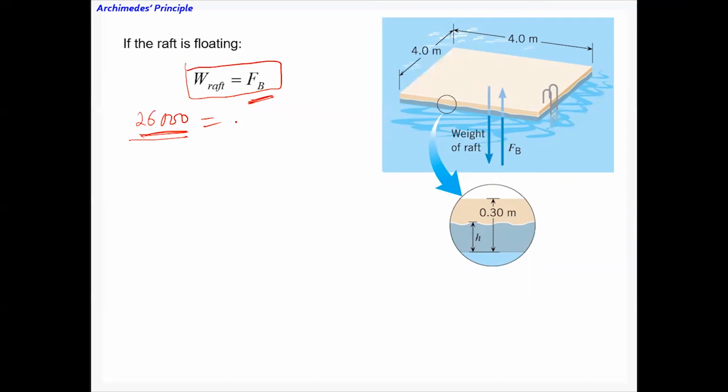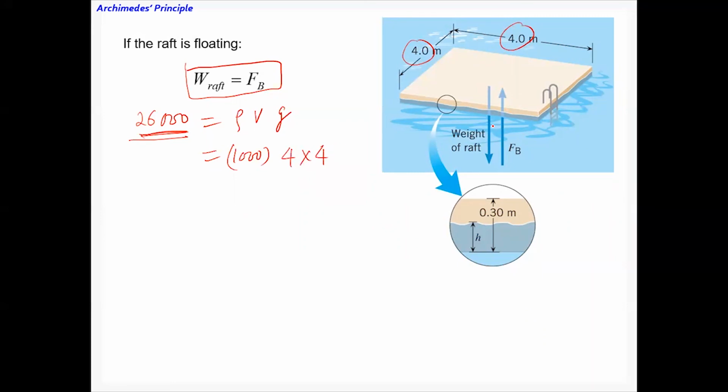So how much water has to be displaced? How do you find the weight? Weight is mass times gravity. Mass is rho times V, times g. Okay. What is rho of water? 1000. What is the volume of the water? So you have this length and width, which is 4 times 4.